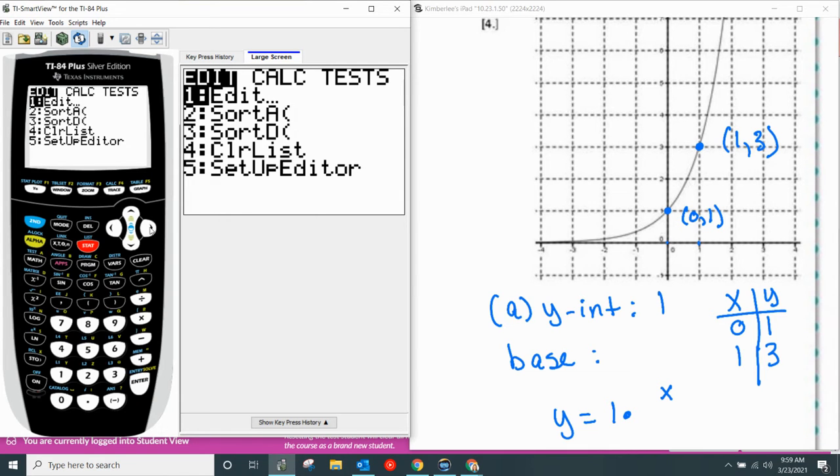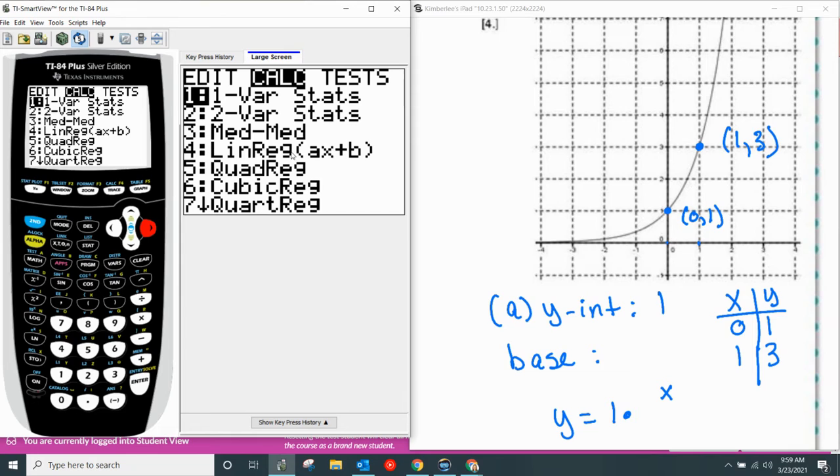Now I go back to stat. Remember, we go over to calculate. Now we have done this with lines. That was option 4. We just learned how to do this regression, where the calculator gives us the parts of our equation and gives us the equation, with quadratics. That was option 5.